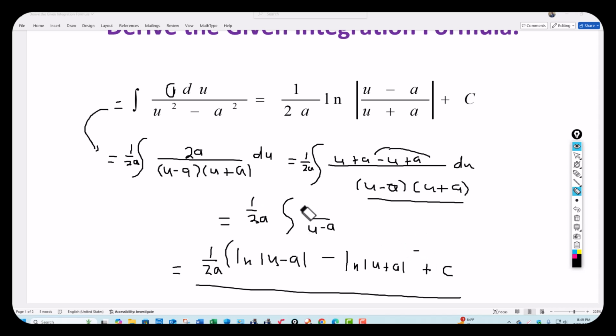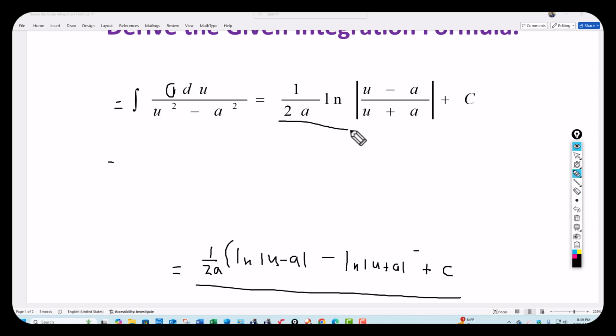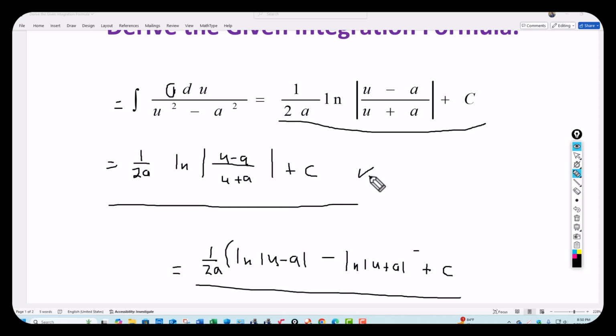Then we'll move up here. And then to get it in the form like it was given, this is just going to be 1 over 2a. And all I'm going to do now is use properties of logarithms. When you have a difference of logs, you can write it as a log of a fraction. One absolute value is all we need here. So again, difference of logs can be written as a log of one fraction. So this would be u minus a in the numerator, u plus a in the denominator, plus your constant of integration. And that's the confirmation right there.